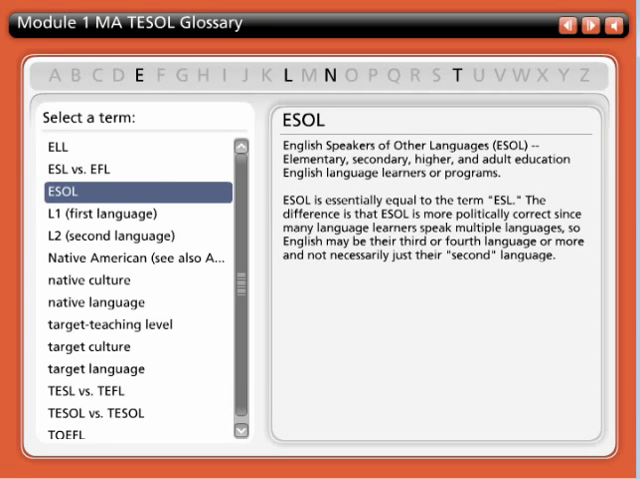ESOL, English speakers of other languages. ESOL refers to elementary, secondary, higher, and adult education English language learners or programs. ESOL is essentially equal to the term ESL. The difference is that ESOL is more politically correct, since many language learners speak multiple languages. So English may be their third or fourth language or more, and not necessarily just their second language.